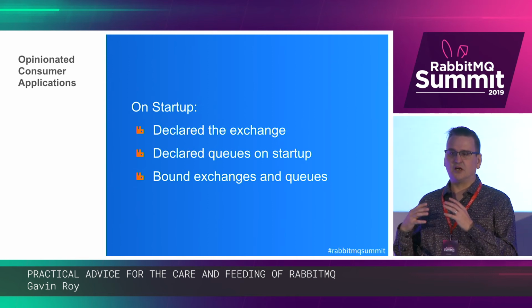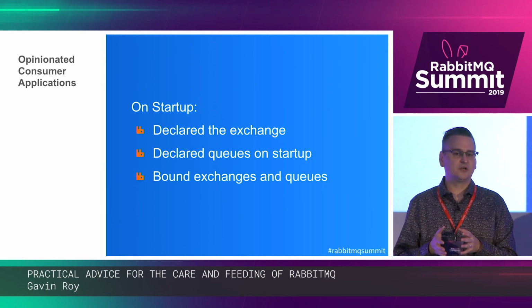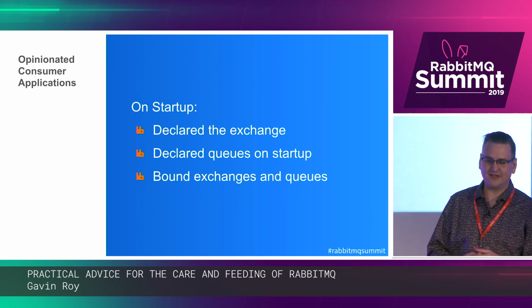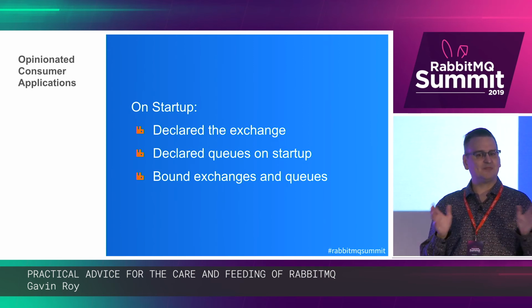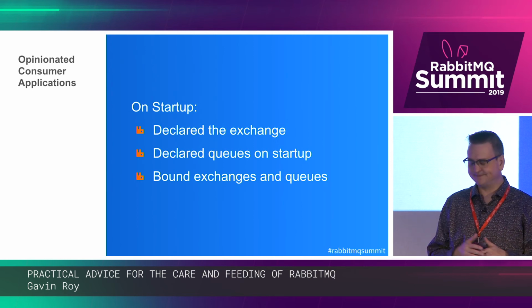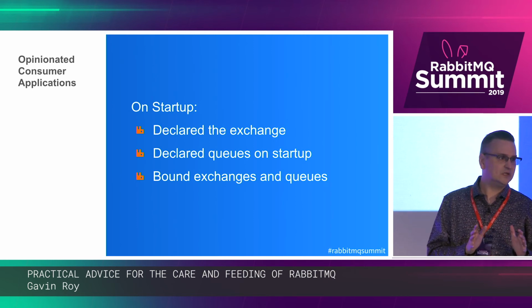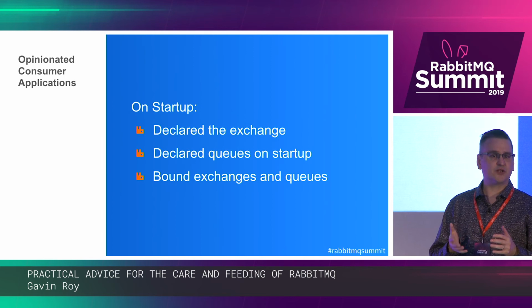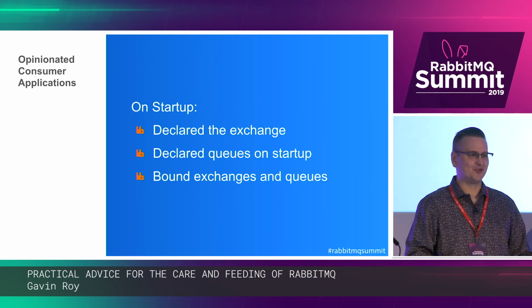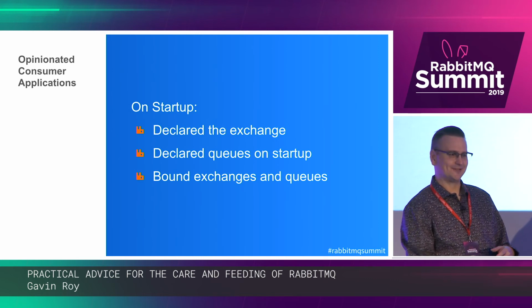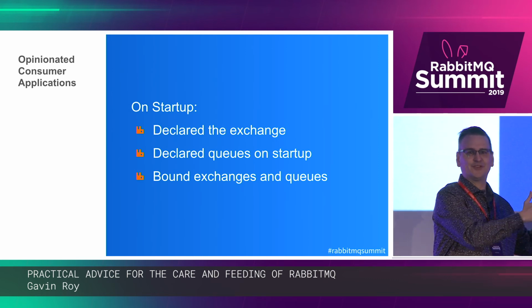In essence, on startup, these applications were declaring the exchange and declaring the queues and binding them. And in that statement as it is, that's pretty innocuous, right? It's not a big deal to have those things happen, and pretty normal. When you go look at the RabbitMQ tutorials, that's one of the very first things that they show you. Declare your exchange, declare your queue, bind them, now do your things.